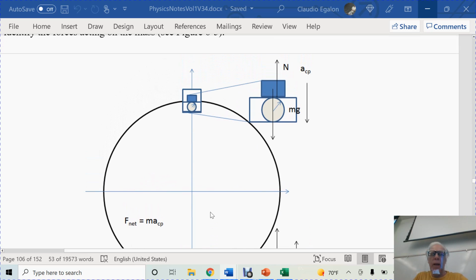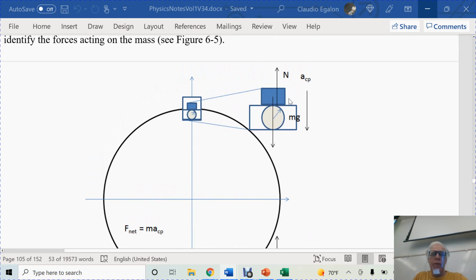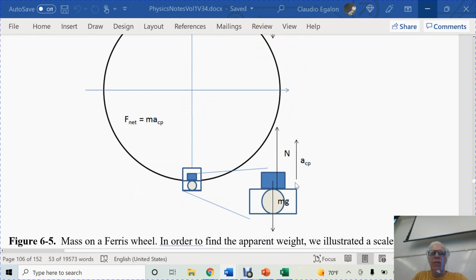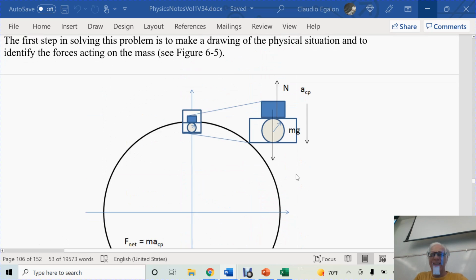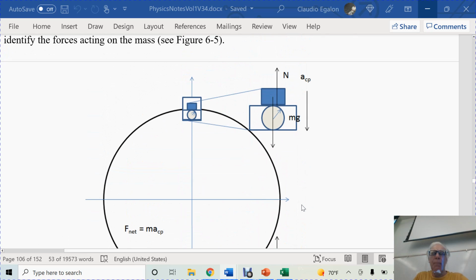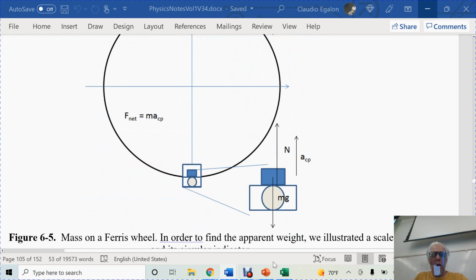So what happens when you are in a Ferris wheel? Here's you sitting in the chair. Let's say you are sitting in a scale. You have the weight, you have the normal, but you are accelerated downwards at this spot. Here is all the way around. You still have the normal upwards, you have the weight downwards, but you are accelerated upwards. See the difference? At the bottom, you are accelerated upwards. At the top, you are accelerated downwards. That's the important difference between those two situations.